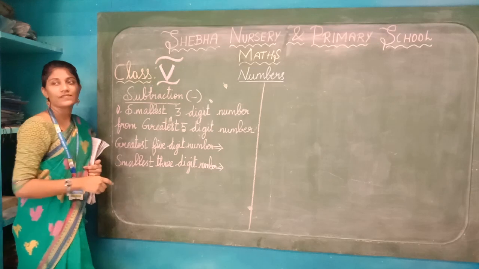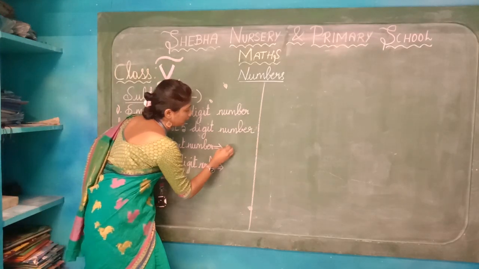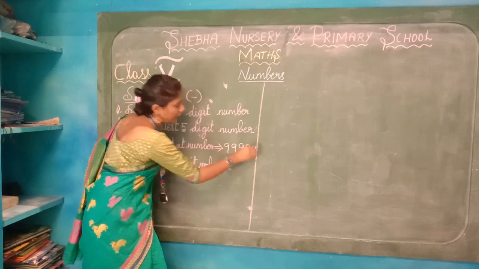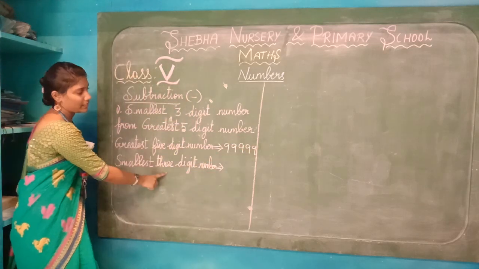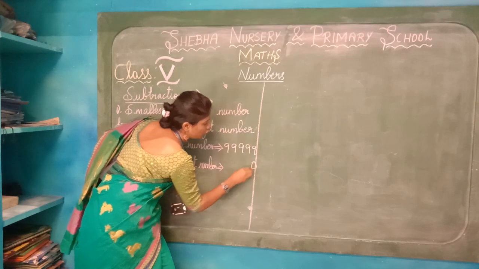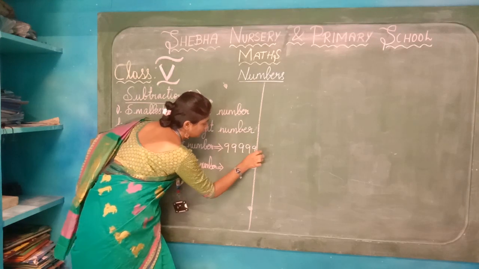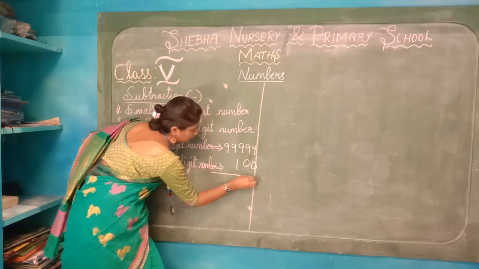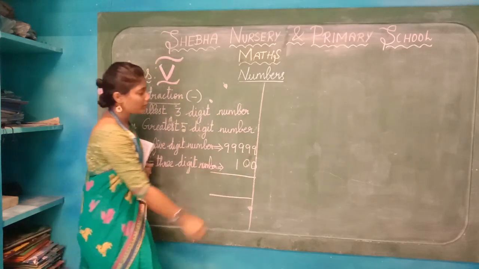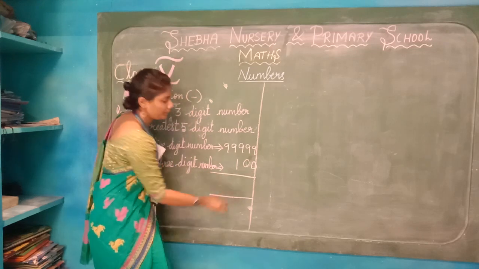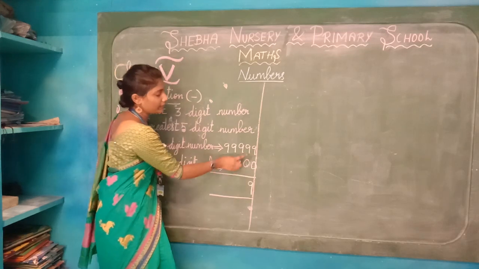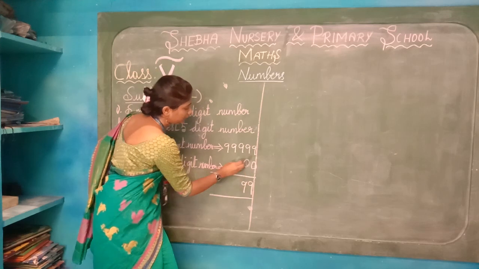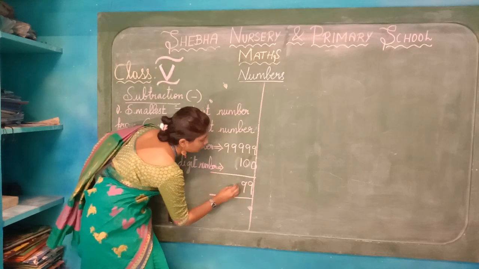What is the greatest 5-digit number? 9. You have to write 9 five times, and then the smallest 3-digit number is 0, 0 and then 1. Now let us subtract this sum. 9 minus 0, 9, and then 9 minus 0, 9, and then 9 minus 1, 8.